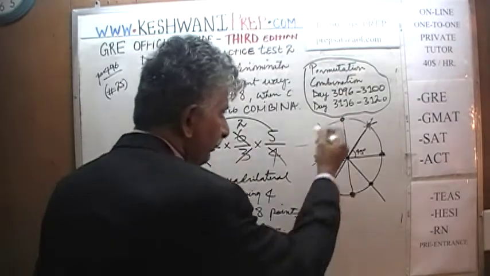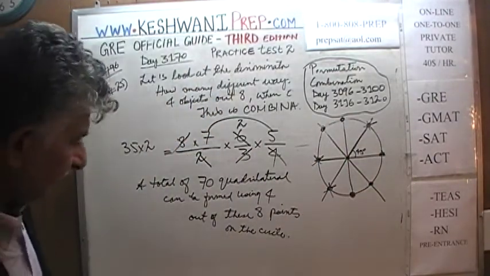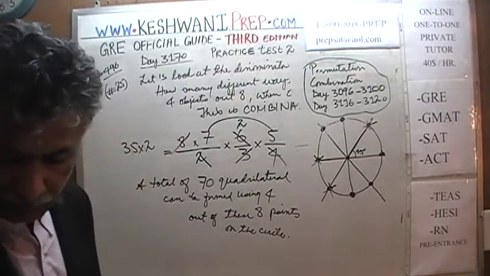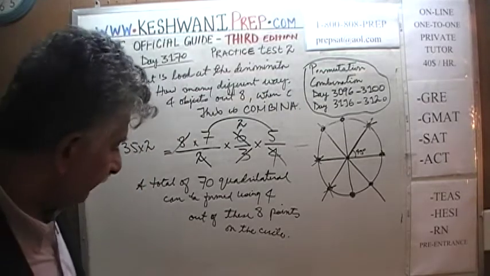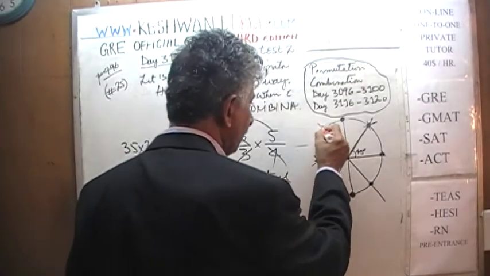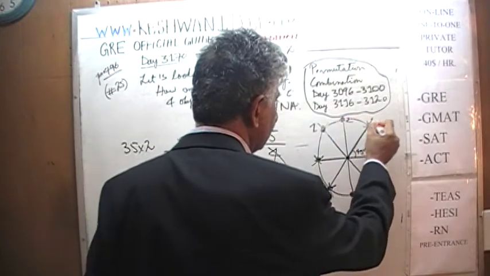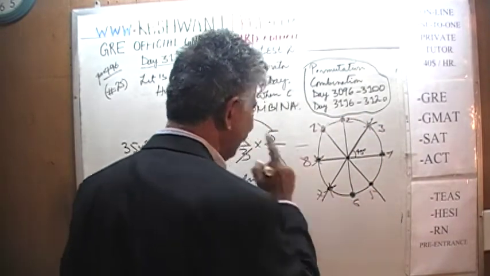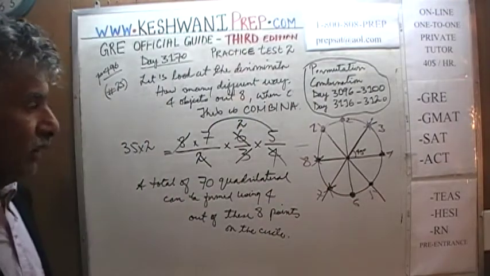On the circle there are 8 possible points. Out of those 8 points, if we were to choose any 4 and ask ourselves how many quadrilaterals can be formed, now we know the answer. The answer is 70 of them, using any of these 8 points here. 1, 2, 3, 4, 5, 6, 7, 8. You pick any 4 points and you form a quadrilateral.